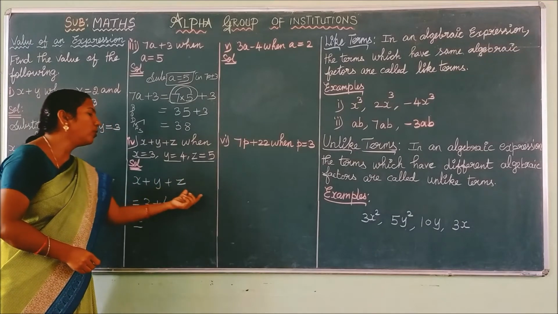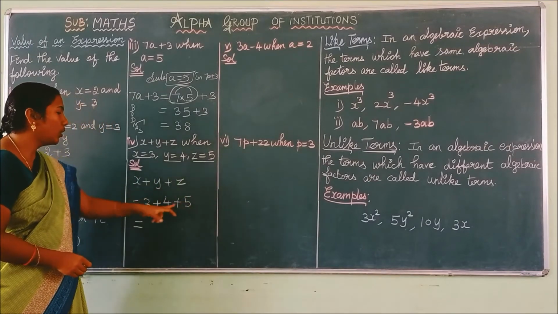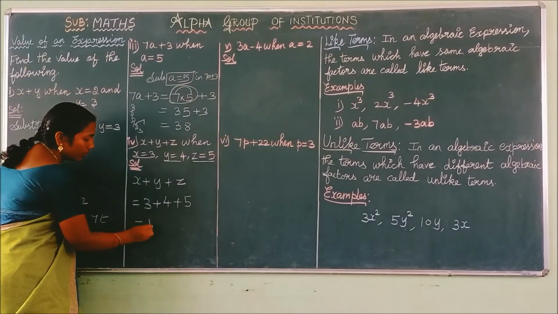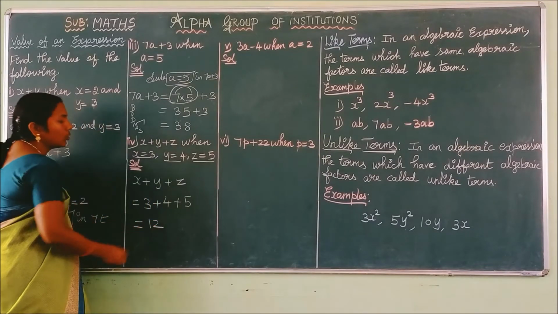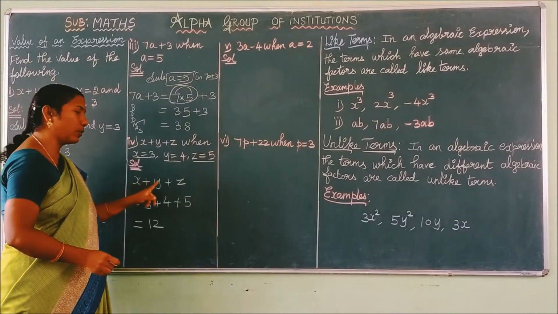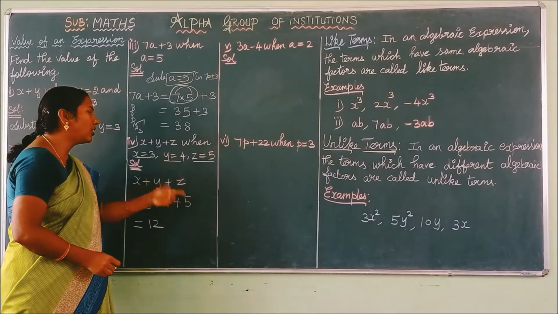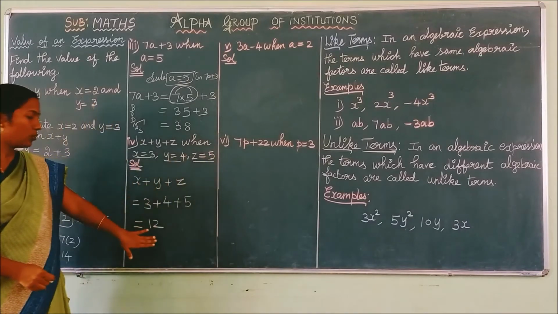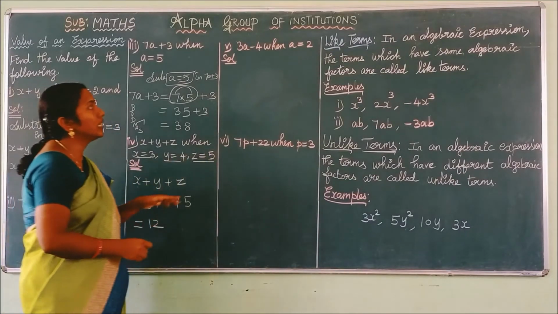Now we are going to add these three values. So 5 plus 4, 9, 9 plus 3, 12. So our answer is 12. So the value of the given expression x plus y plus z at x equal to 3, y equal to 4, z equal to 5 is 12. Do you understand? See the next one.